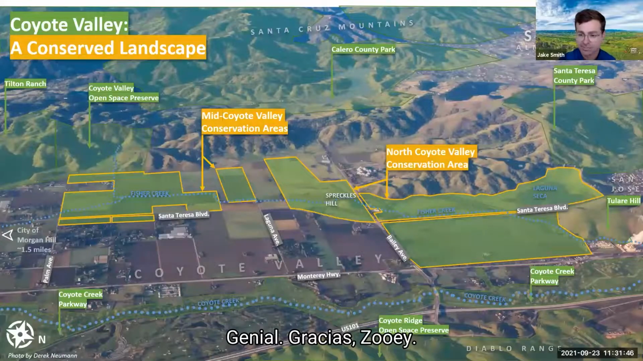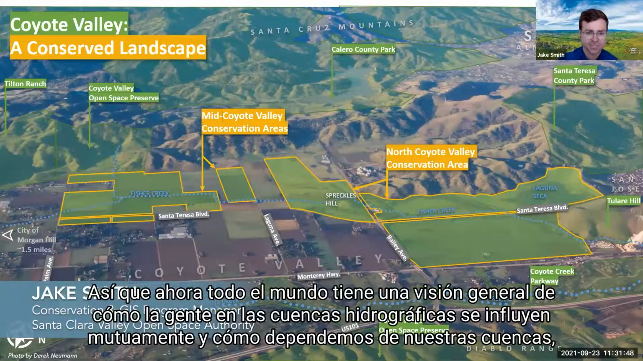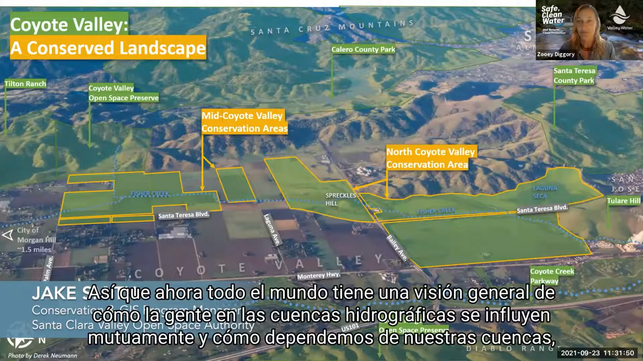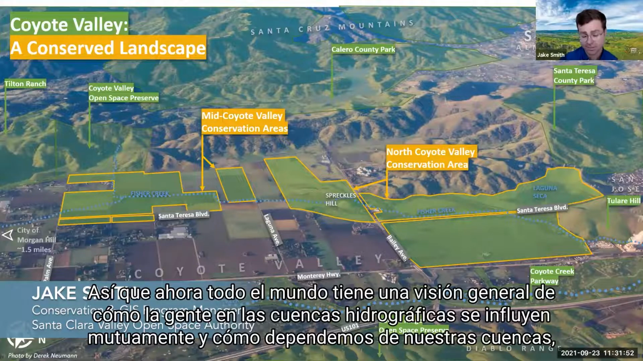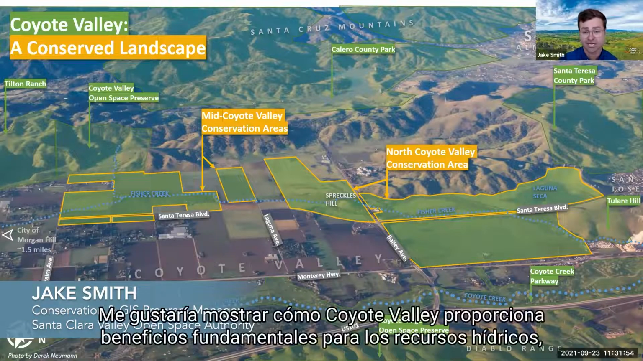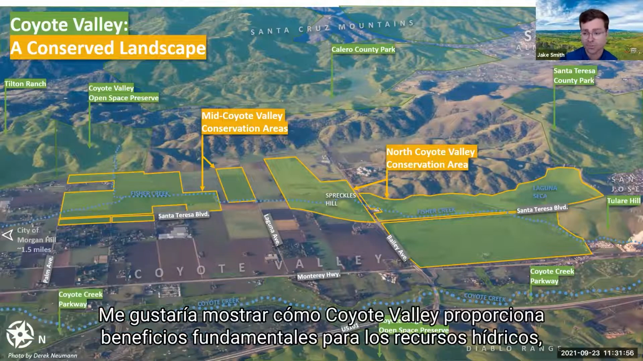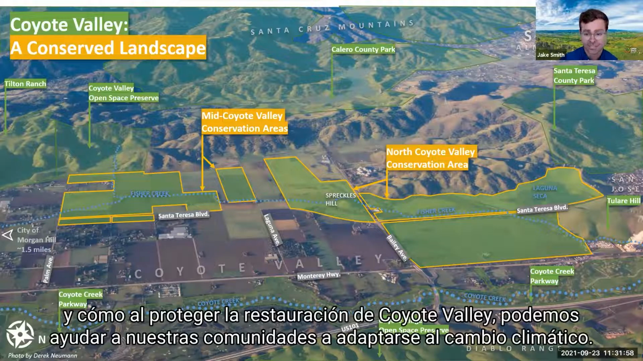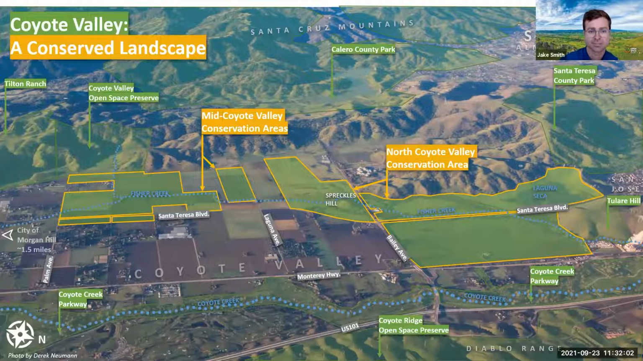Great, thanks, Zoe. So now that everyone has a big picture understanding of how people and watersheds influence each other and how we depend on our watersheds, I'd like to show how Coyote Valley provides critically important water resources benefits and how by protecting and restoring Coyote Valley, we can help our communities adapt to climate change.